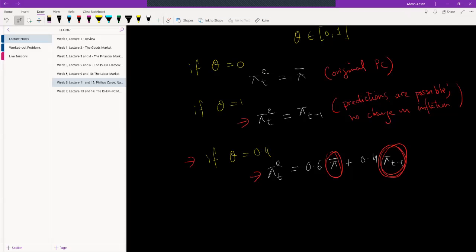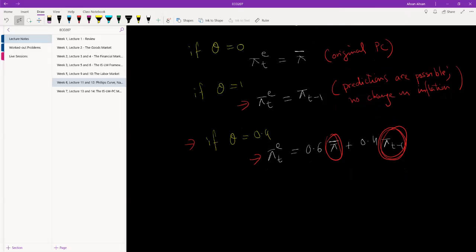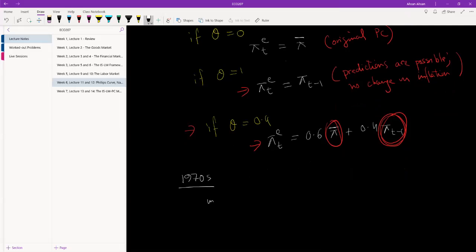So the question is, once again, I come back to the thing: what changed in the 1970s? Everything seemed to be going fine in the 50s and 60s. What happened in the 1970s? So in the 1970s, inflation was high.